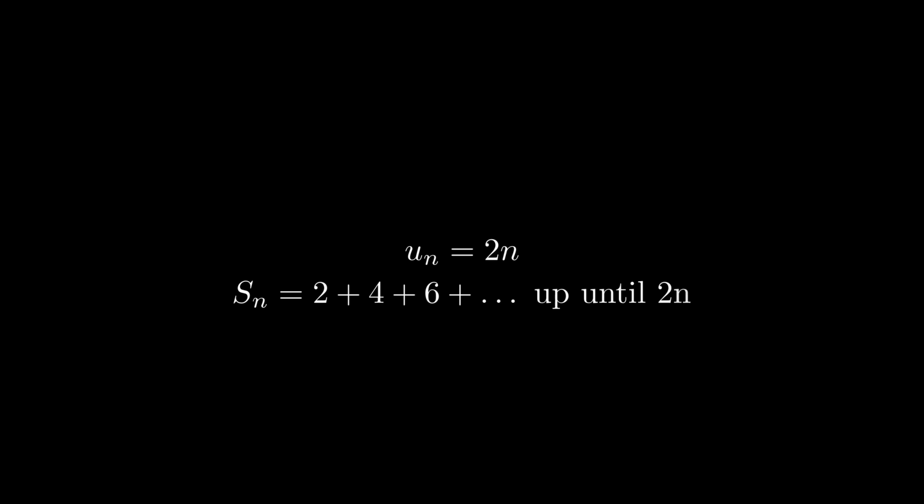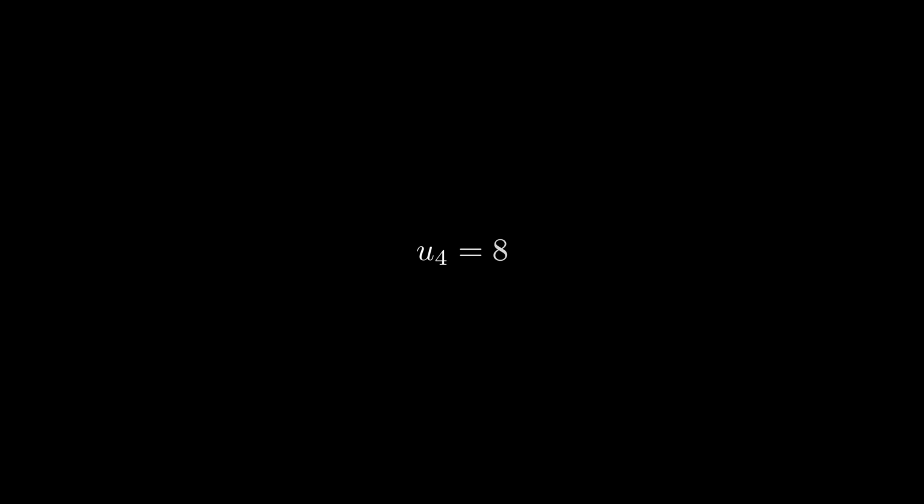Now, onto the second part of this topic, series. Series are just what you get when you add the terms of a sequence together. We often write series as S of n, which represents the sum of all terms of some sequence un up until n. So, if we stick with our good old friend un equals 2n, we can write the corresponding series, which is S of n equals 2 plus 4 plus 6, and so on. With that sequence, u4 equals 8, and s4 equals 2 plus 4 plus 6 plus 8, which equals 20.